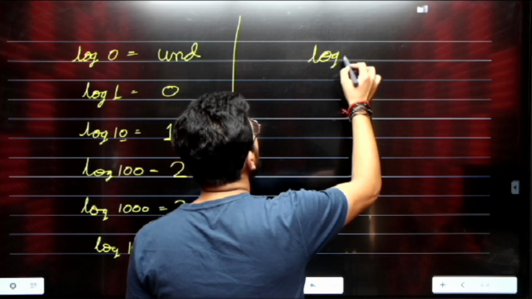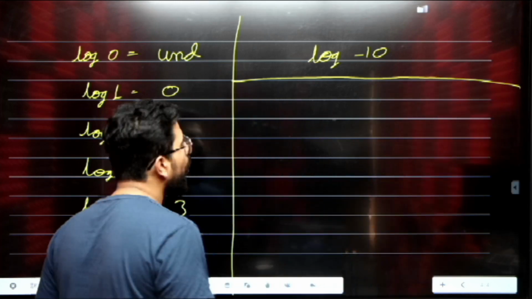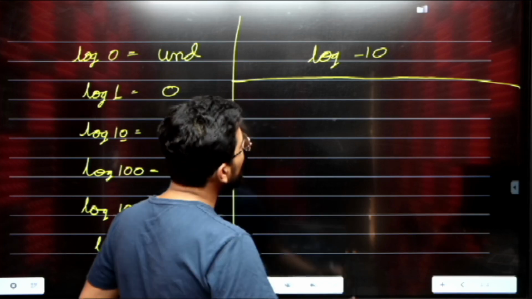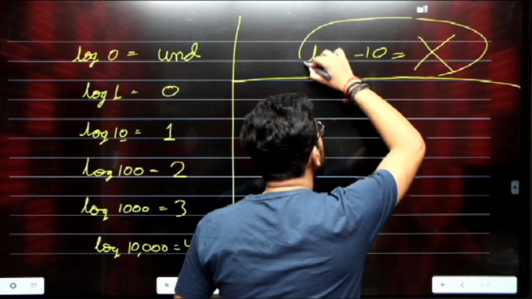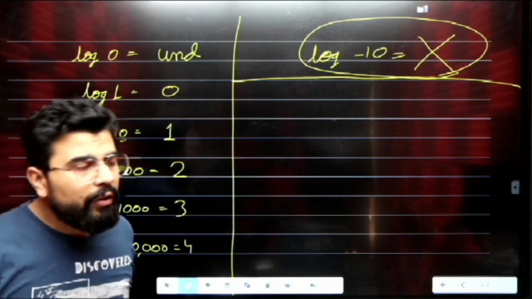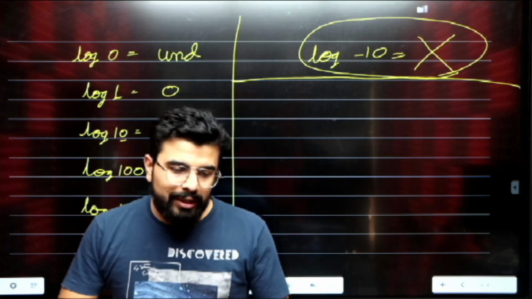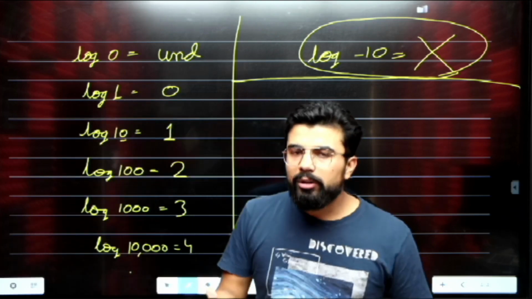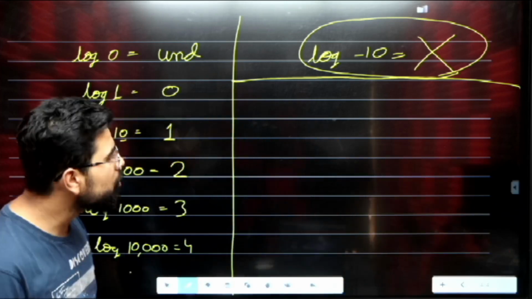Now tell me what is log minus 10? Sir, we can't find the value, because logarithm is not defined for negative numbers. So can we find the log of a negative number? Log of minus 10 is not possible, minus 5 is not possible, minus 8 is not possible. All these negative numbers, we can't calculate the value of any of these. Yes or no? Yes.